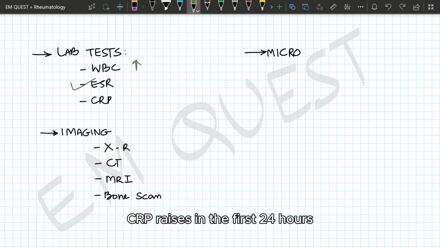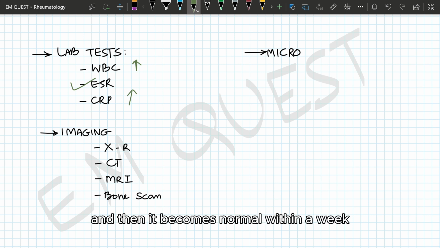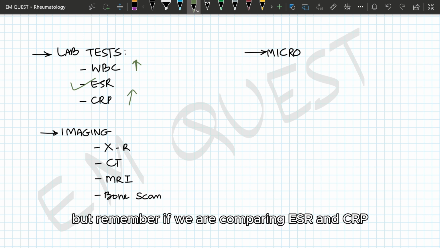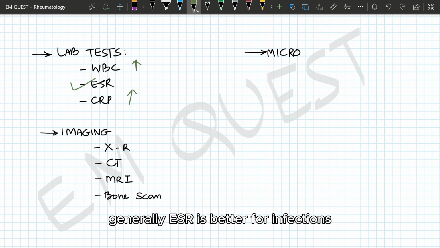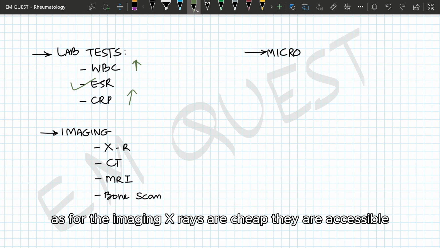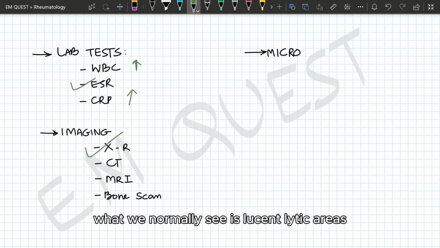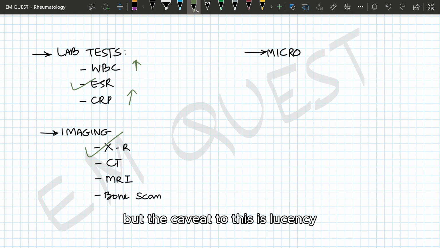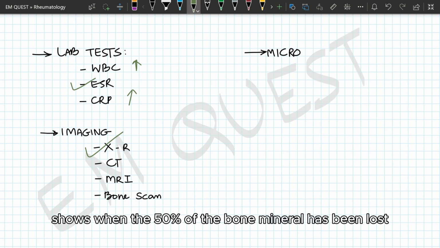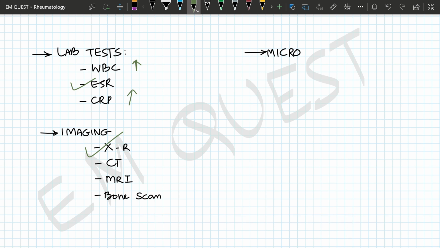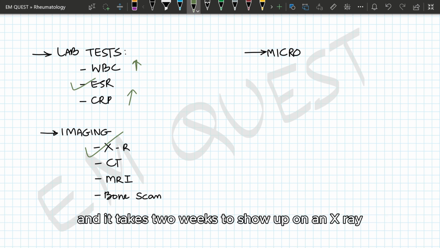CRP rises in the first 24 hours. It peaks at 48 hours and then it becomes normal within a week. But remember, if we are comparing ESR and CRP, generally ESR is better for infections. As for the imaging, X-rays are cheap, they are accessible. What we normally see is lucent lytic areas, but the caveat to this is lucency generally shows when 50% of the bone mineral has been lost, and it takes 2 weeks to show up on an X-ray.